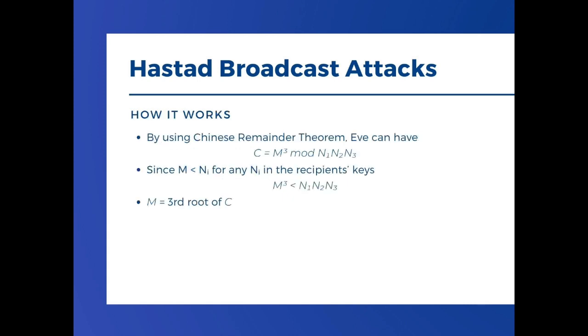The theory of this attack is based on the Chinese remainder theorem. According to the theorem, we have C equals M cubed mod N1 times N2 times N3. And since the plaintext M is less than Ni for any i in the recipients, by multiplying these inequalities together, we'll have M to the power of k less than the product of the Ni. That means we can get rid of the modulo and the equation will just become C equals M cubed. So the attacker can simply recover the message by finding the third root of C.